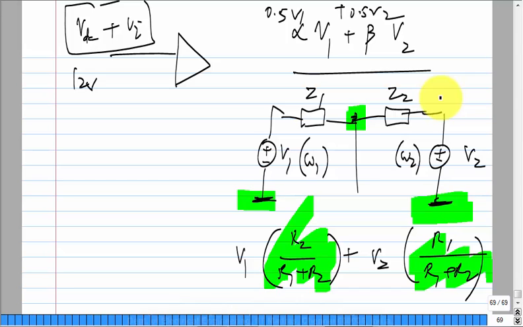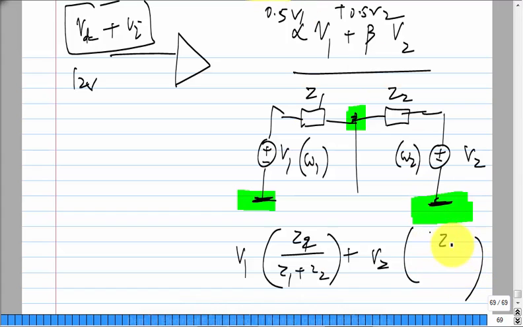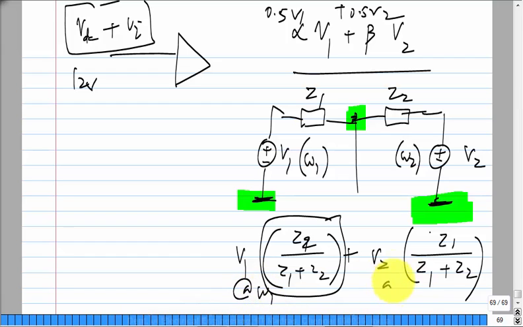What will you get? It's exactly the same, but what is the important difference? Instead of R's I have Z's. Is that all? I just substitute R by Z. They are functions of frequency. In fact, it's very misleading to write it like this. This number has to be evaluated at omega 1. This is at omega 2. And Z's themselves can be functions of frequency. Now I want this to be approximately V1 plus V2.